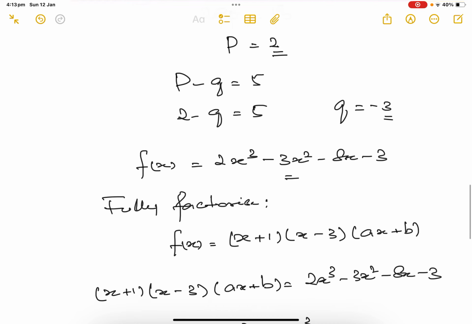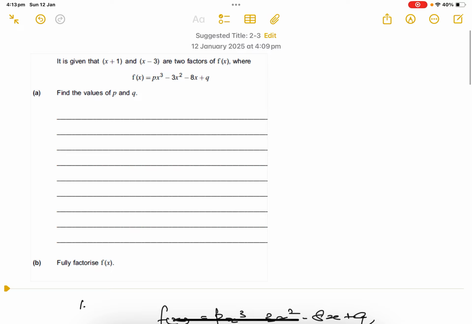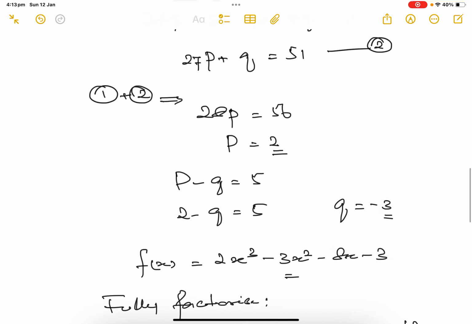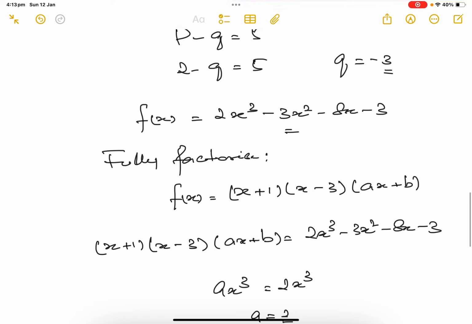Now we can rewrite that function f(x). p is 2, so 2x cubed minus 3x squared minus 8x, and q is minus 3, so minus 3. The second part of the question says fully factorize f(x). So we can write f(x). We know two factors, x plus 1 and x minus 3.